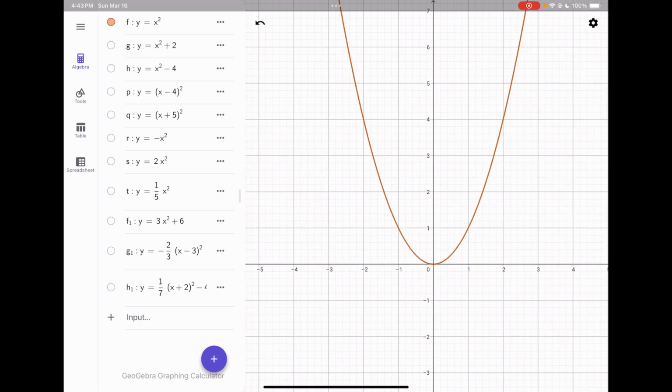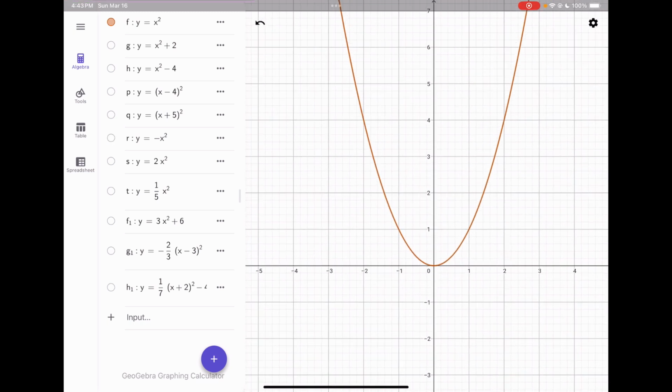In a similar fashion, we also look at that outside number being multiplied to talk about our final transformation, stretching and squishing. Have a look here. With s and t, I have 2x squared and 1/5 x squared. The big difference here is that one of these numbers is bigger than 1, and another one is between 0 and 1. So here's what happens when I trigger the 2x.